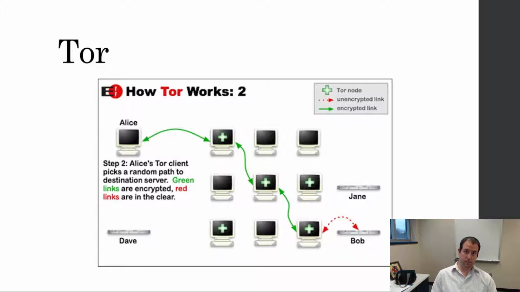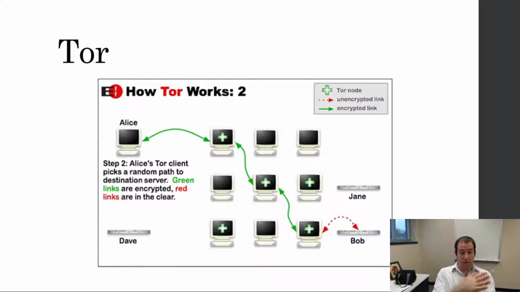There are pass-through nodes that basically receive encrypted traffic and then send it on to somewhere else. And then they receive encrypted traffic back and send it back the way it came. And it routes that traffic throughout the world to essentially anonymize it and hide it.